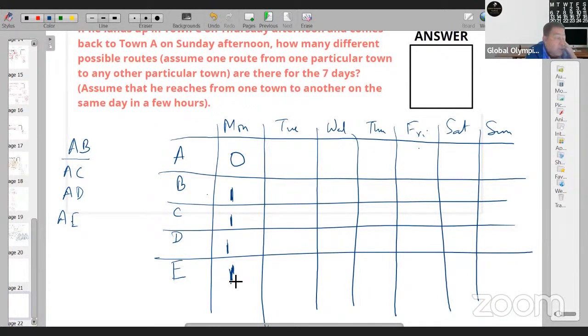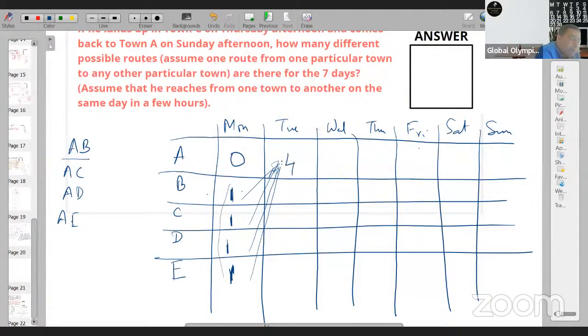Now understand how this one works. On Tuesday afternoon, he can reach back A from all these 4, correct? So you put a 4 here. You add basically the previous day's numbers, all others' numbers, not its own number, and you write it over here. So this 4 stands for ABA, ACA, ADA, AEA.